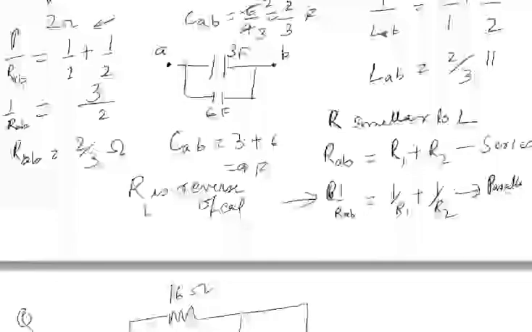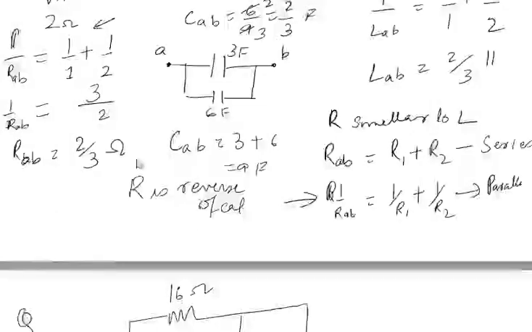So resistance is similar to inductance. These two formulas are for the series calculation, but for capacitance it is reversed. Resistance is the reverse of capacitance. So wherever you are, you must check the similarity. I hope it is clear.